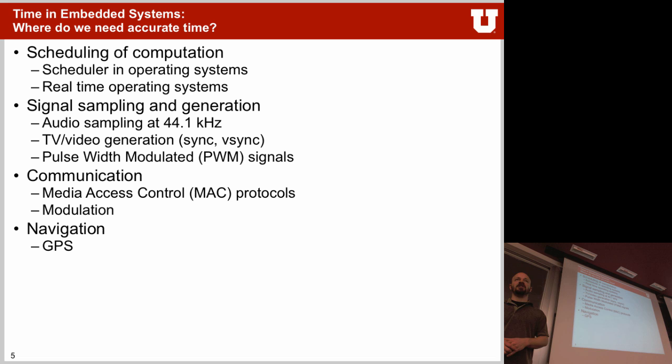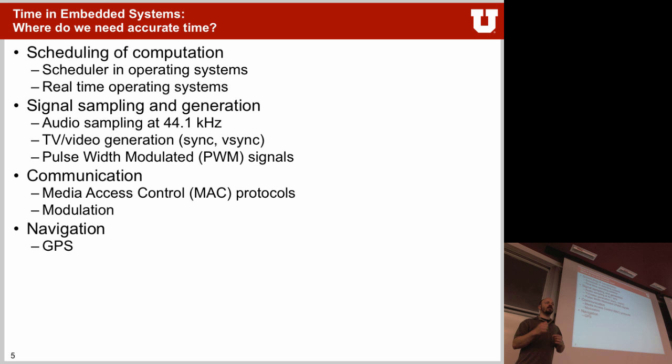And navigation, in GPS systems for example. That's the global positioning system, which is actually a network of atomic clocks that fly up in space on satellites that are held very precisely at a certain time. Using these time signals and measuring when they arrive and what the difference between the arrivals is, you can actually find out where you are if you know where the satellites are in space.